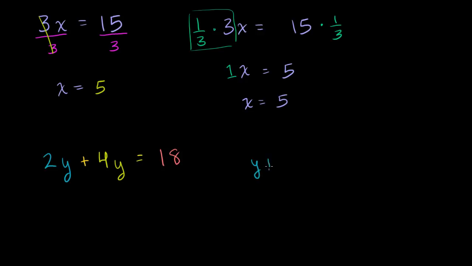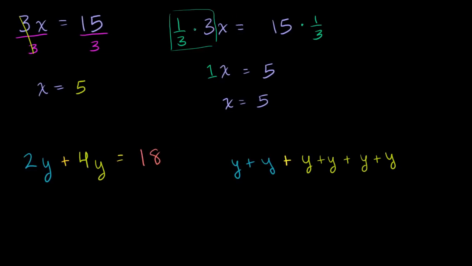So it's literally y plus y. And then to that, I'm adding 4 y's, which are literally 4 y's added to each other. So it's y plus y plus y plus y. And that has got to be equal to 18. Now, how many y's do I have here on the left-hand side? How many y's do I have? I have 1, 2, 3, 4, 5, 6 y's.